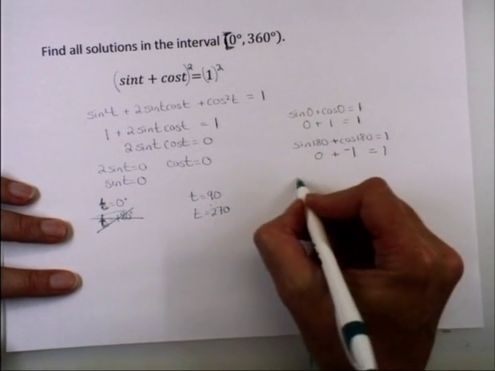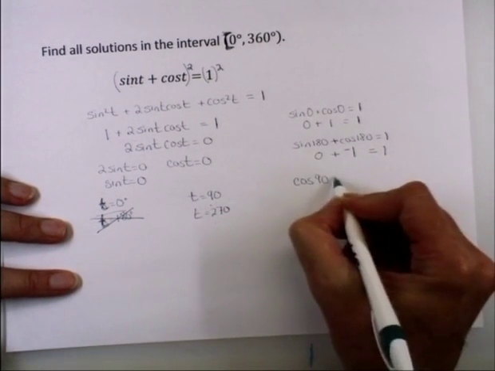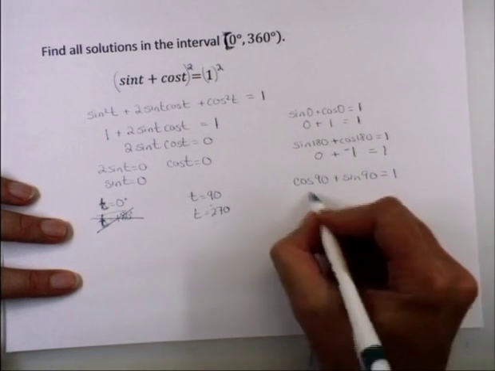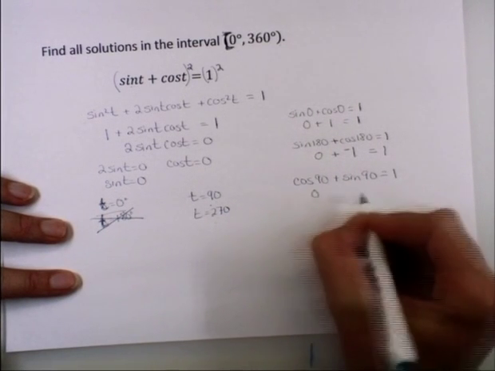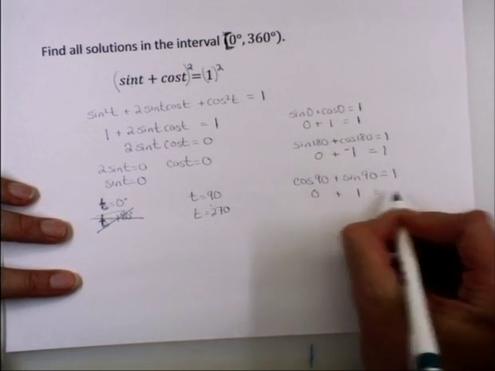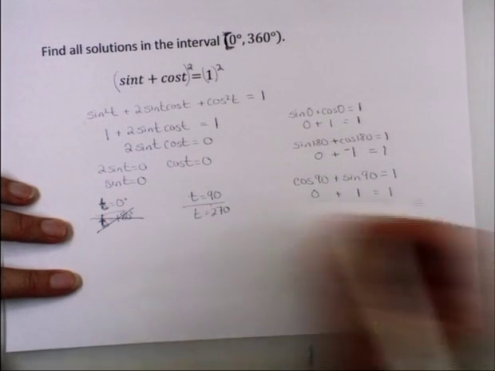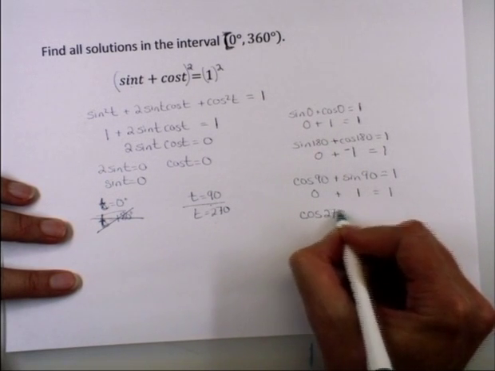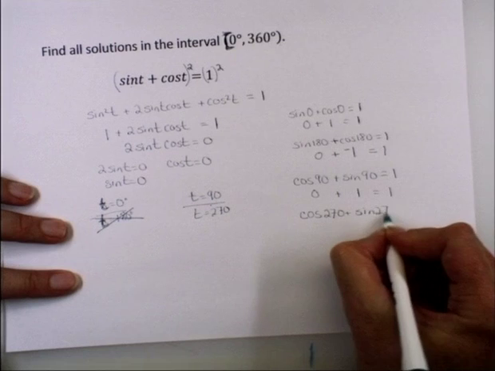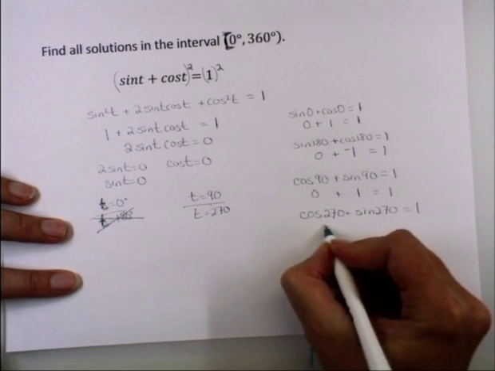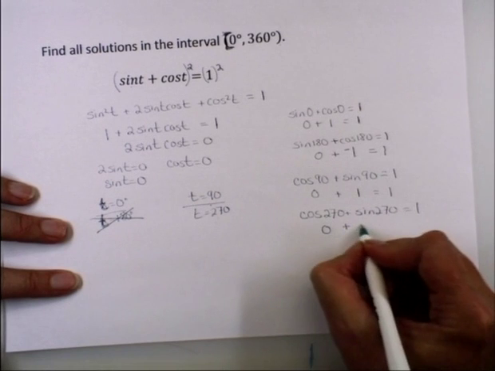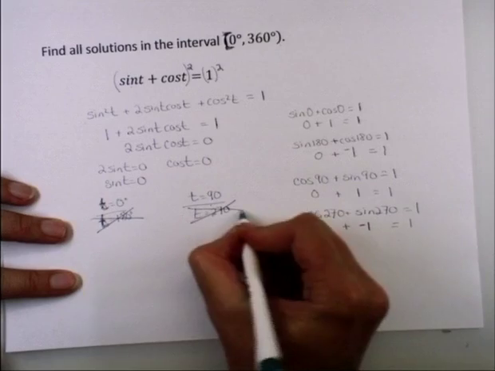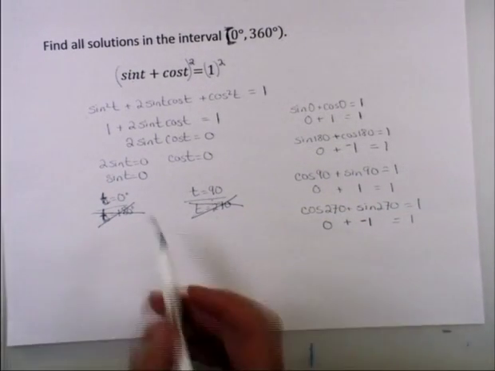Now I need to go back and check all of these. So the cosine of 90 plus the sine of 90, I got those backwards, equals 1. So cosine of 90 is 0, the sine of 90 is 1. This one works. I'm thinking that the 270 probably won't, but we'll check it. Cosine of 270 plus the sine of 270. Cosine of 270 is 0, the sine of 270 is -1. So this one does not work either, so I cross it out. So I have two solutions.